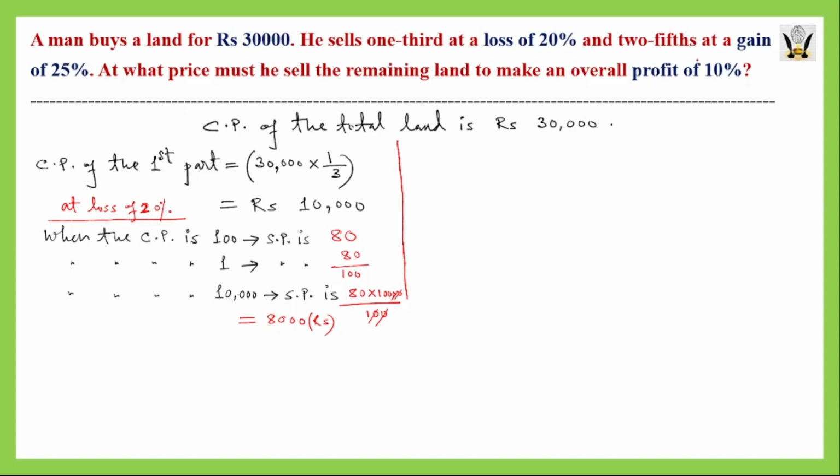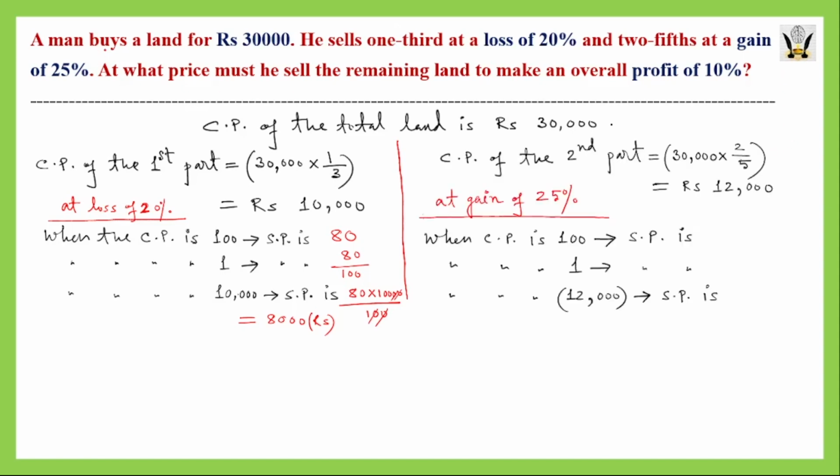Now the problem says that 2/5 of that total land is sold at a gain of 25%. So we will calculate for that part now. So the second part is 2/5 of the total land. So the cost price will be, 30,000 is the total cost price, and 2/5 of that 30,000 will be 12,000 rupees, and that is the cost price of the second part of the land, and that is sold at a gain of 25%.